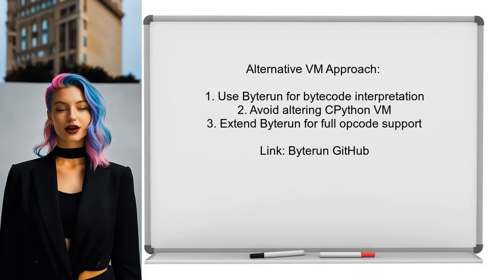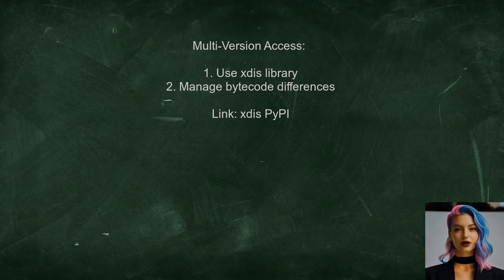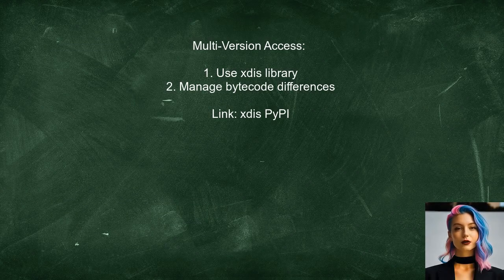Another option is to use an alternative virtual machine, like Bytecode, which interprets Python bytecode in Python. This method allows for interaction without altering the current CPython VM, but it requires extending Bytecode to support all necessary opcodes. Lastly, for multi-version access to bytecode, consider using the xdis library. This can help manage differences in bytecode across Python versions.